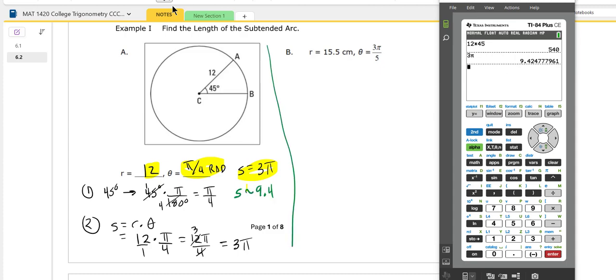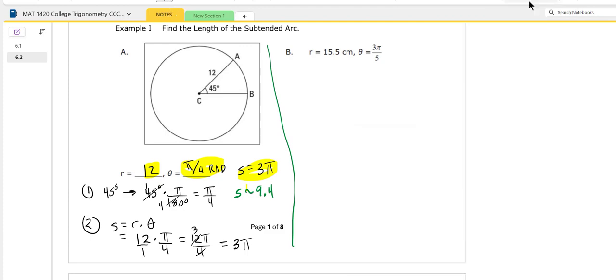Okay, it's a good idea to just keep pi in that. That way you have an exact answer to that problem. Okay, all right, next problem.